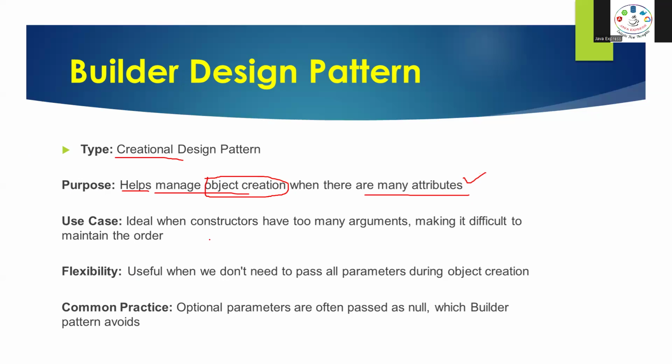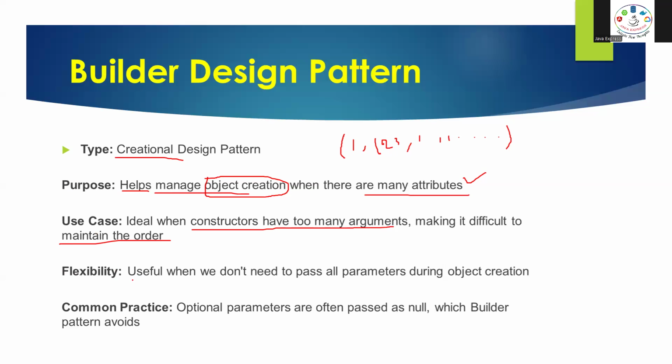The use case is ideally when a constructor has too many arguments, making it difficult to maintain the order. For example, you are creating a product object, with a data type integer 1, a product SKU maybe 123, a product name, a product title. If you have a number of arguments, maintaining the order and the data types is very difficult for us.